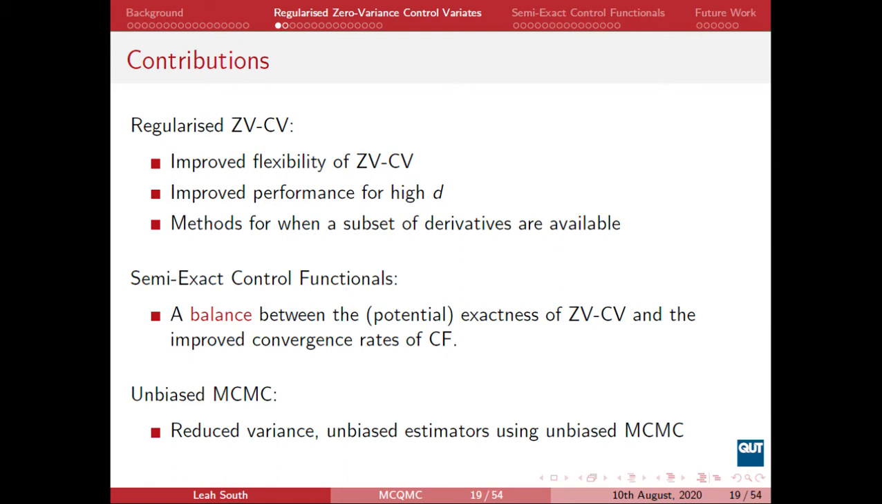So regularized ZVCV is our first paper, which improves the flexibility of ZVCV. It gets better performance for higher dimensions, and we develop some methods for when you only have a subset of your derivatives. Semi-exact control functionals balances the potential exactness of ZVCV with the improved convergence rates of control functionals, and the unbiased MCMC approach, which I don't have time to talk about today, is essentially just applying these types of methods in the unbiased MCMC setting, where you need to be a bit more careful about how to do your optimization to choose G.